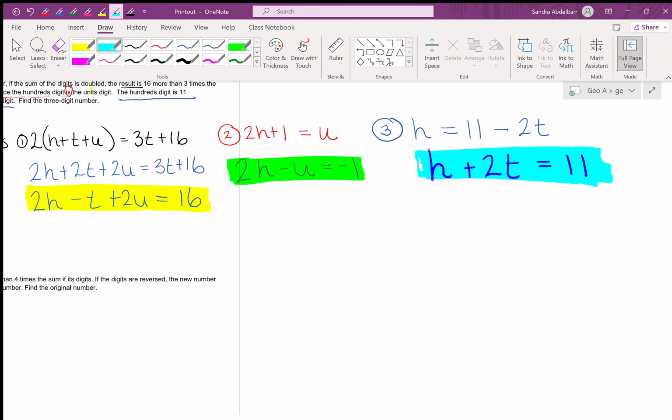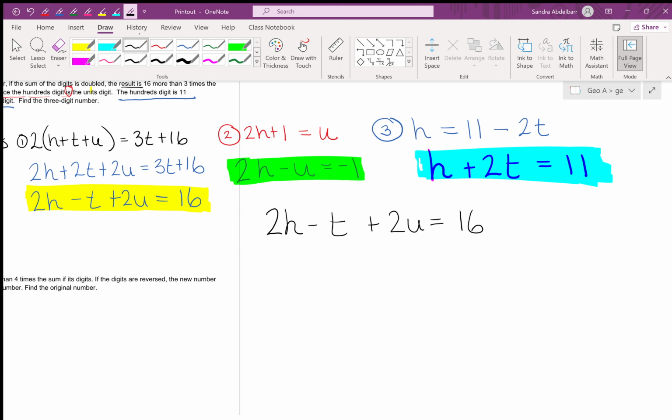Okay, so now what we're going to do is choose 2 of the equations and eliminate 1 of the variables. Do you think it matters which 2 equations we choose? No. All right, so I'm going to line up the first one, 2h minus t plus 2u equals 16. And I'll line up the second one right underneath of it.